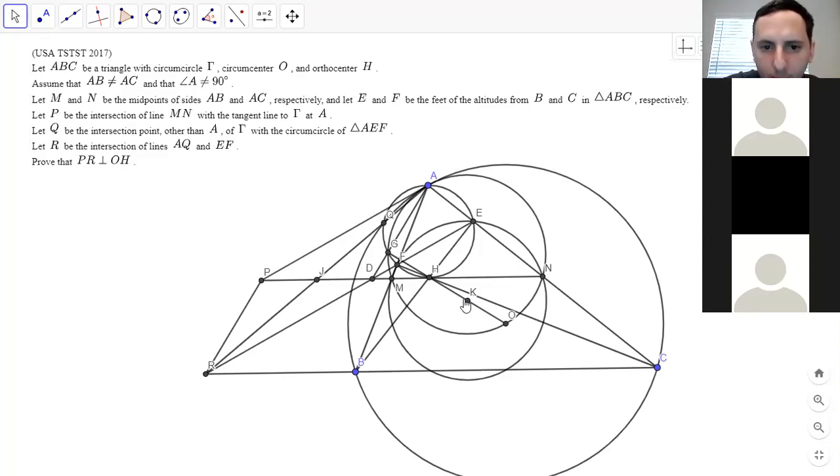So AP would be tangent to both circles, right? That's the radical axis. So PA squared will be equal to PM times PN. So P will lie on the radical axis of circle K and circle O. And RE times RF is equal to RB times RC. So R lies on the radical axis of K and O as well. So PR is perpendicular to KO, which is OH.